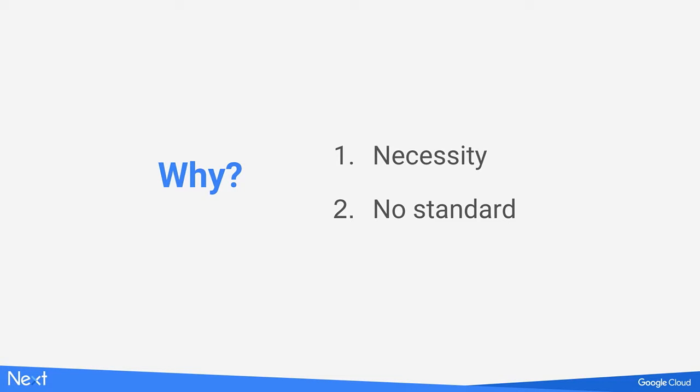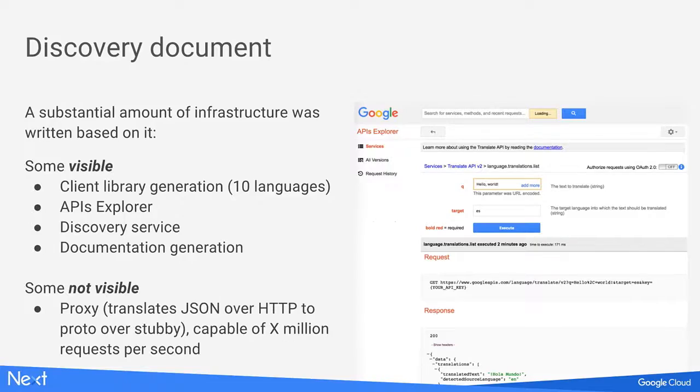So they needed it, and I'll explain why in a second, and there was no standard, so they didn't have much choice. So this discovery document, there was a lot of infrastructure based on it. They used it for client generation. A lot of the reasons I talked about with API specs and why you want them, they were taking advantage of that. So their discovery service drove their Explorer, generated documentation.